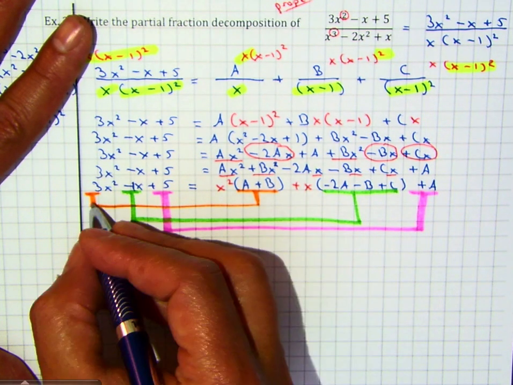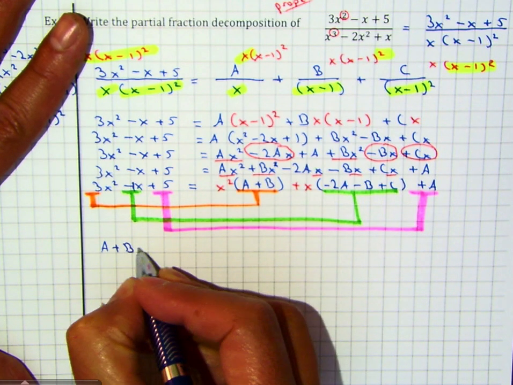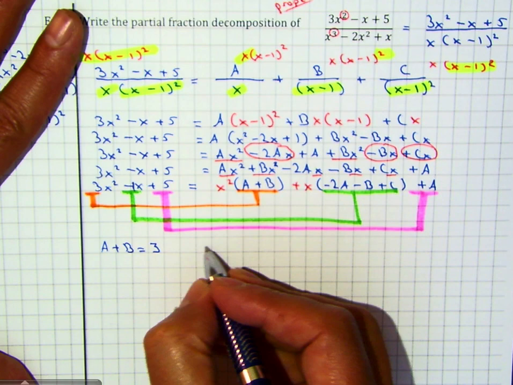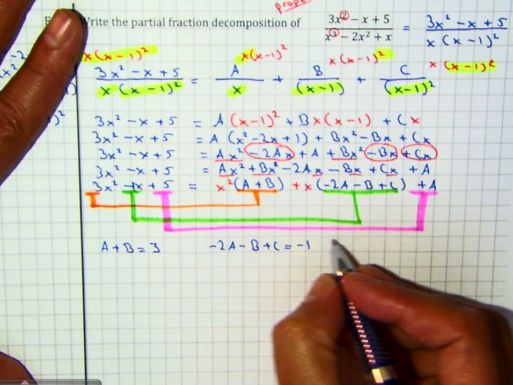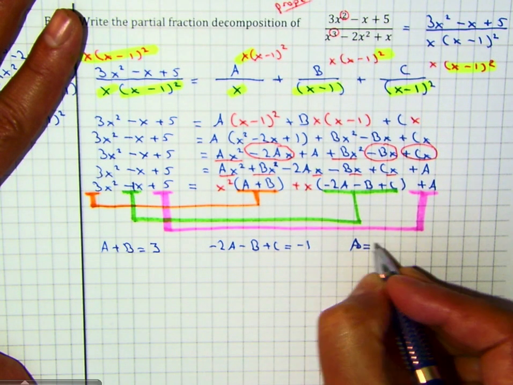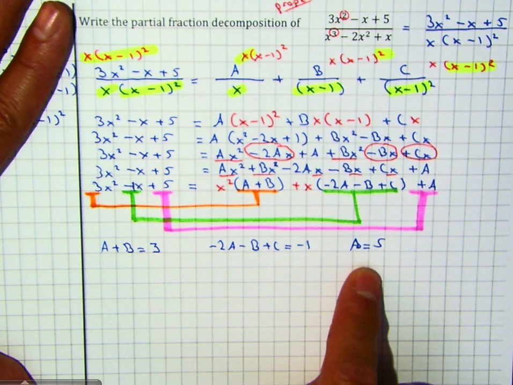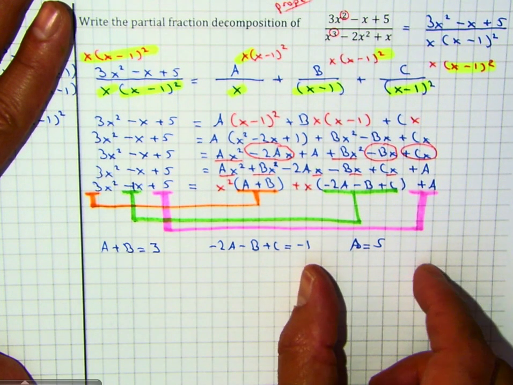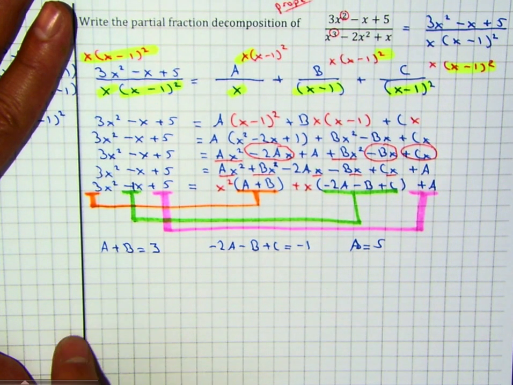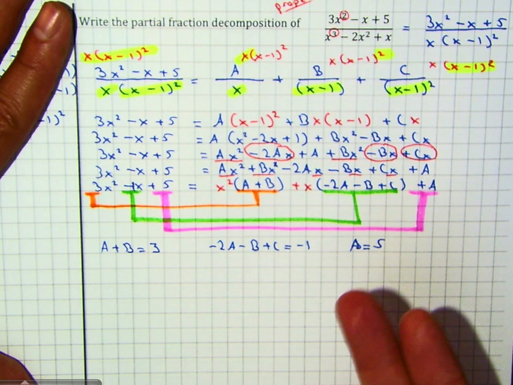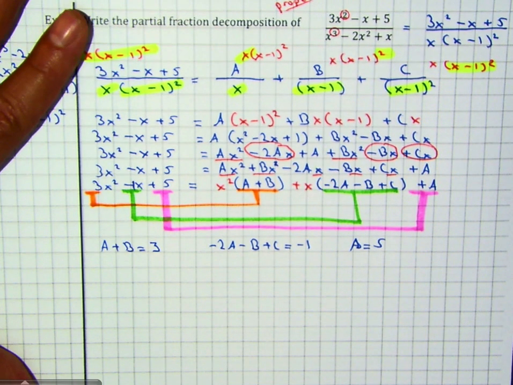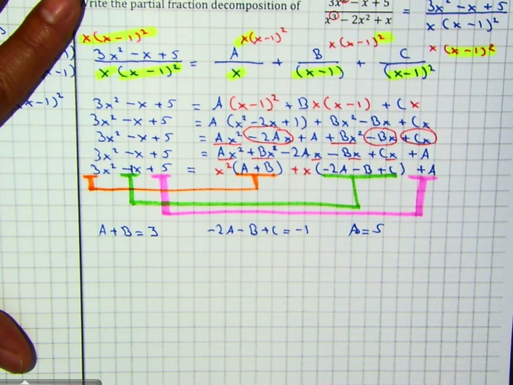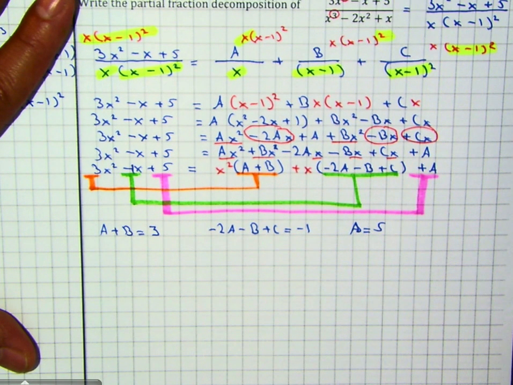So now I can just go and make my equations. So therefore we have a plus b equals 3. We have negative 2a minus b plus c equals negative 1. And a equals 5. And notice this is the way I write them next to each other, because many times you can just substitute back in. Or sometimes you can place them on top of each other, and you can solve it by combination, by substitution, graphing. We can use matrices, augmented matrix, the inverse matrix, Cramer's rule. But in this case, we know that the value of a is 5.